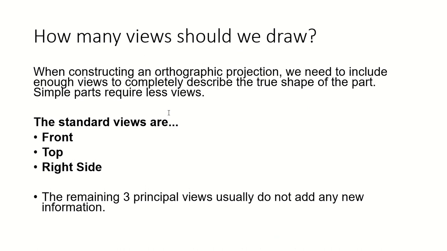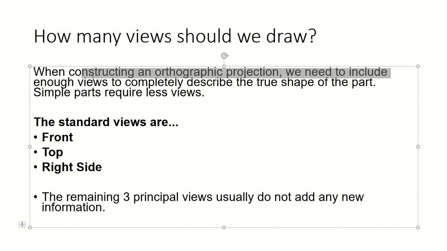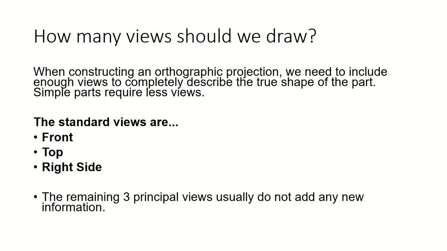Then we got to know how many views we need to draw for every object that we study. You don't need to draw all 6 of them. So standard view, we usually do 3: front, top, and right. Sometimes you don't even need 3, depending on the shape of your object. So we've got to find out the enough views, here highlighted, to completely describe the shape.